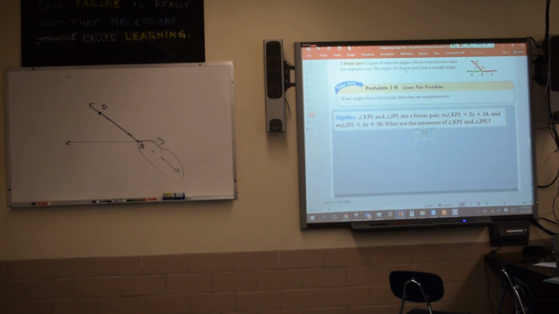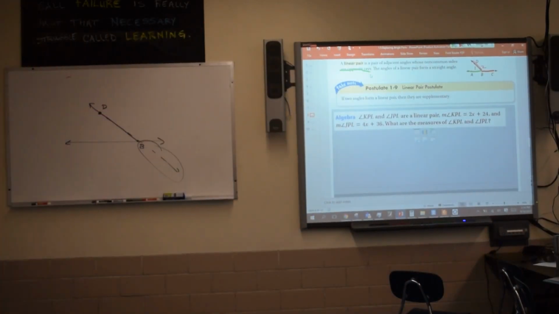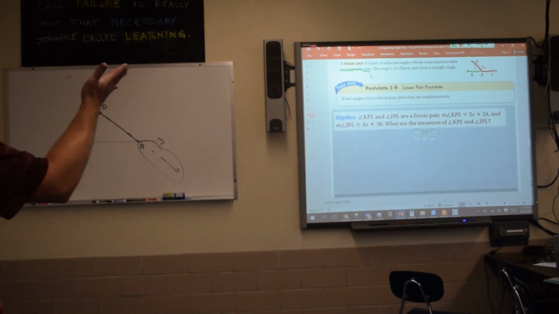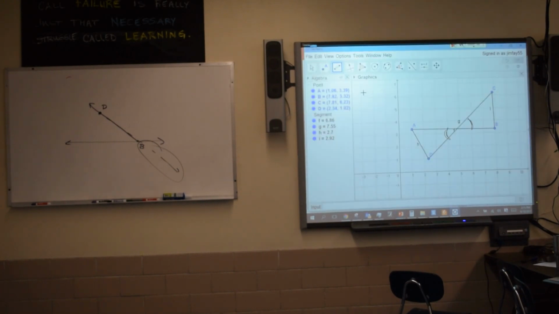A pair of adjacent angles whose non-common sides are opposite rays. Well, opposite rays we talked about last week as being two rays that form a line, right? Okay. So that's what a linear pair is. A linear pair is always going to look like that picture up there. Doesn't matter how big those individual angles are.